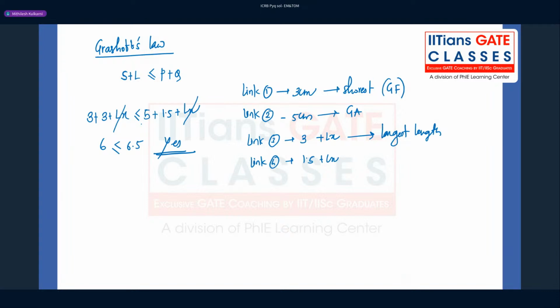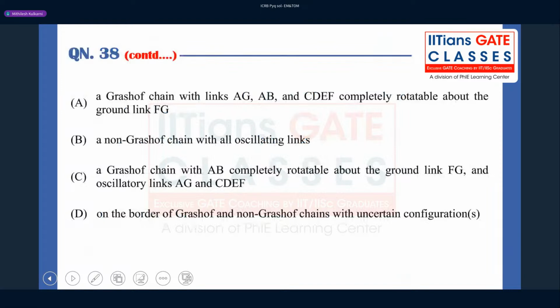But Grashof's law also says if you fix the shortest link, you will end up with a double crank mechanism. If it satisfies the Grashof law and the shortest link is fixed, then you will end up with a crank mechanism. You can also call it a double crank mechanism. And hence, in this case, option A is correct.